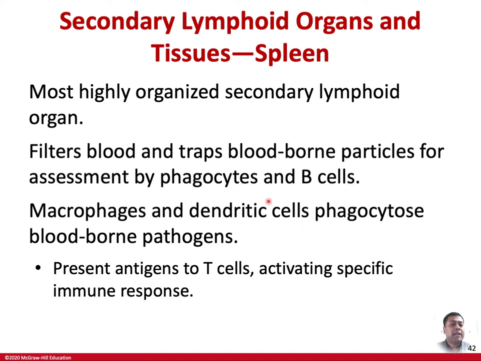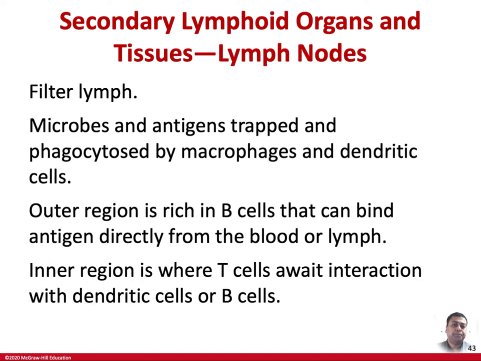The macrophages and the dendritic cells will phagocytose the bloodborne pathogen and will present the antigen to the T cells, which will activate the specific immune response. And again, this will trigger the secondary immune response in the sense that they will activate the adaptive immune response, but we will talk about that in the second part, which is chapter 33.